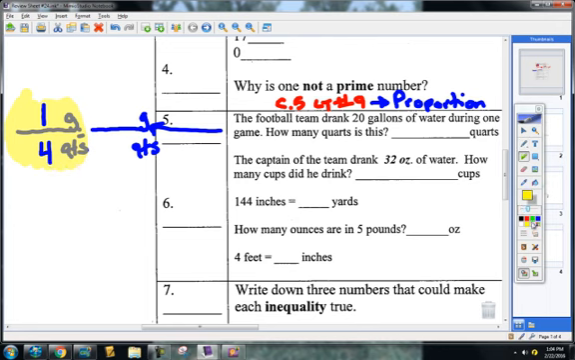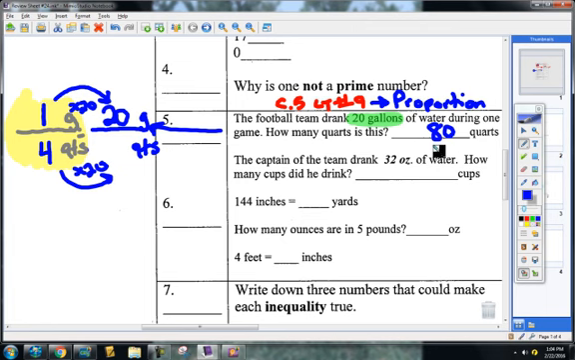Now, you just got to go to your real information. What did they give you? Did they give you an amount of gallons, or did they give you an amount of quarts? They gave you an amount of gallons. They gave you 20. So we know that we are going to be multiplying our number of gallons by 20. So what are we doing to our number of quarts? Hopefully you're all saying by 20. And we're going to get 80 quarts of water. That's how much they drank. 20 gallons is the exact same thing as 80 quarts.